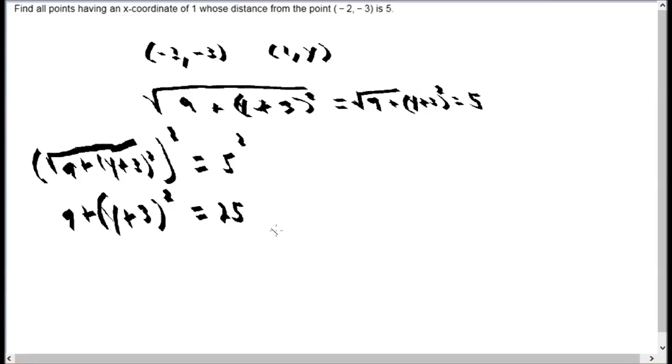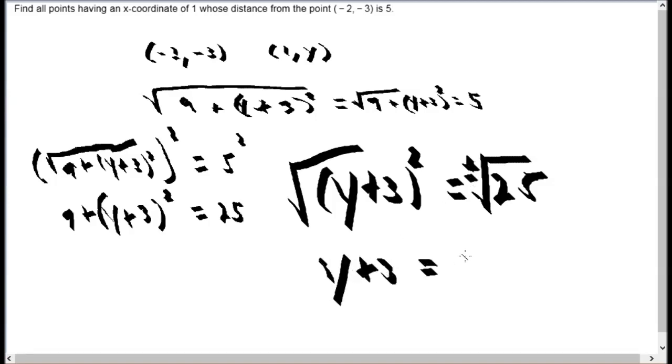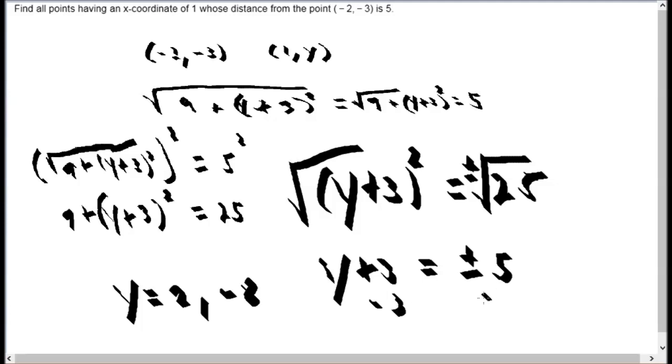So now that we have it set up like that, we can subtract 9 from both sides to get y plus 3 squared is equal to 25, which means that when we take the square root of both sides, don't forget the plus and minus symbol here, we get y plus 3 is equal to both plus and minus 5. So the y coordinate is going to be equal to 5 minus 3 is 2, and the other one, negative 5 minus 3 is negative 8. I'm just subtracting 3 from both sides.